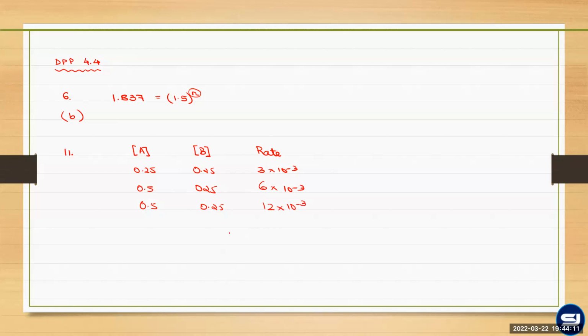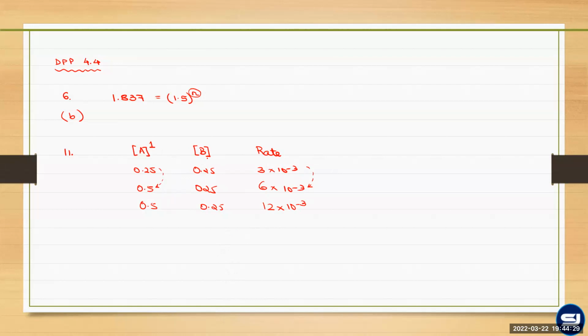अब इसमें what was the shortcut given? Take B constant. B को constant रख के A का change देखो. So keeping B constant, in the first two values, A is getting doubled, so the rate is also getting doubled, meaning A का order is 1.